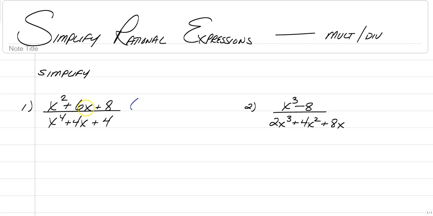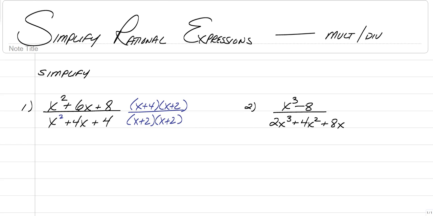What multiplies to 8 adds to 6. We're going to have an x plus 4 and an x plus 2. And then on the bottom we have, this is an x squared by the way. That's an x squared. So what multiplies to 4 and adds to 4? We're going to have an x plus 2 and an x plus 2.